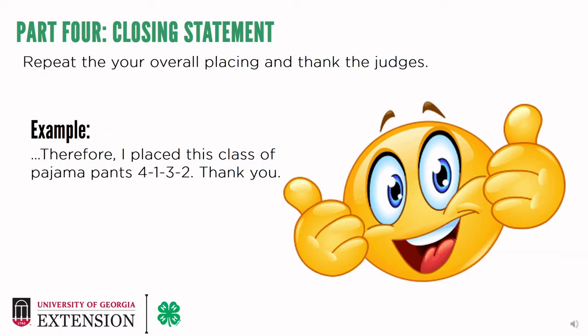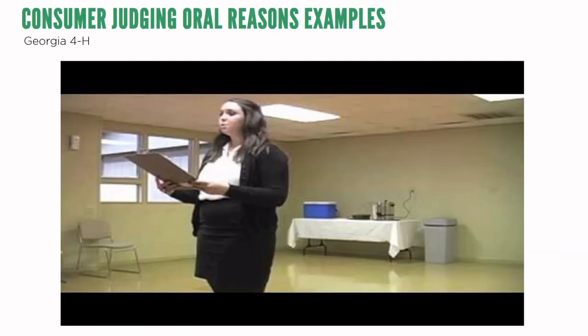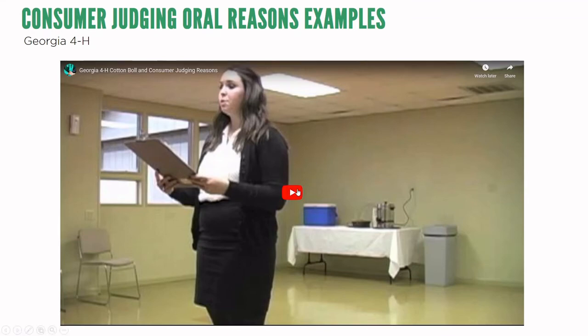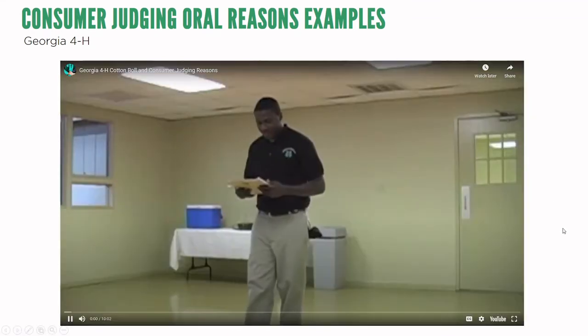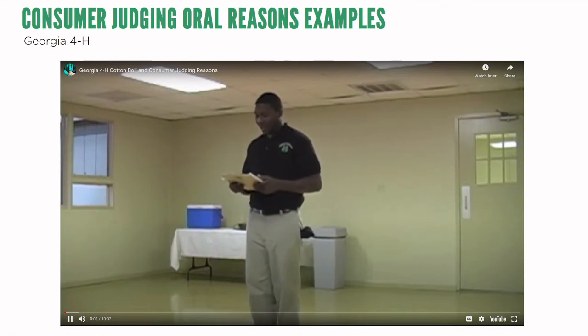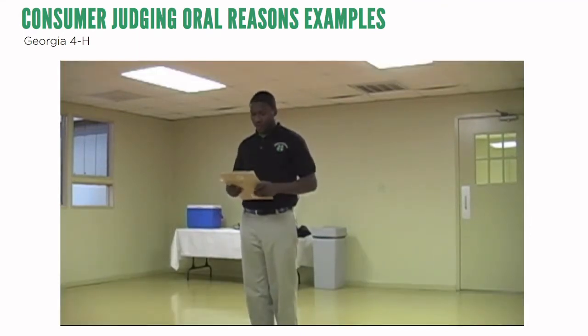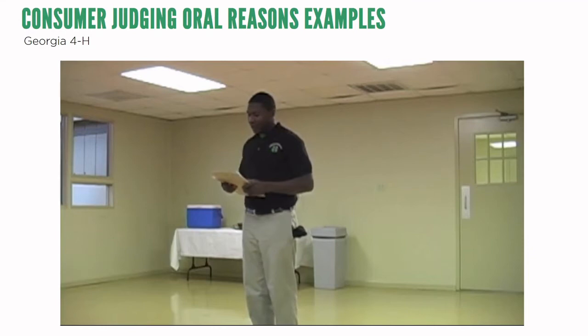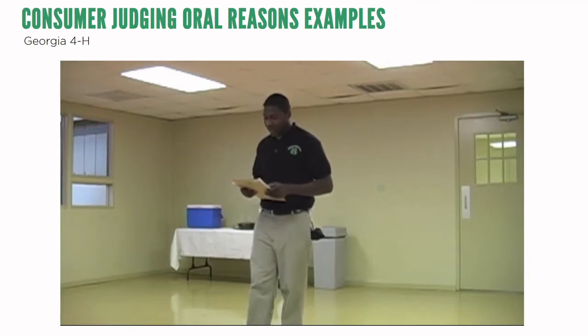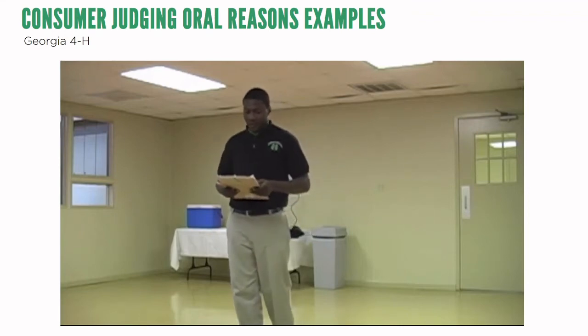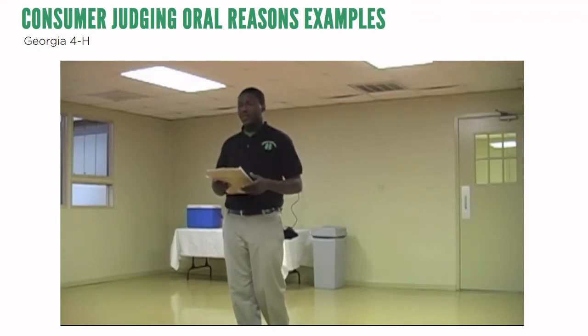Now let's take a look at some examples of reasons presented at Cotton Boll and Consumer Judging contests. I placed this class of checking accounts in the order of 1, 4, 2, 3. Katie, a high school senior, recently started a job working at a fast food restaurant making at least $100 a week. She's looking for a low monthly fee, convenient ATM machines, and low charges in case she has a low or negative balance in her account.